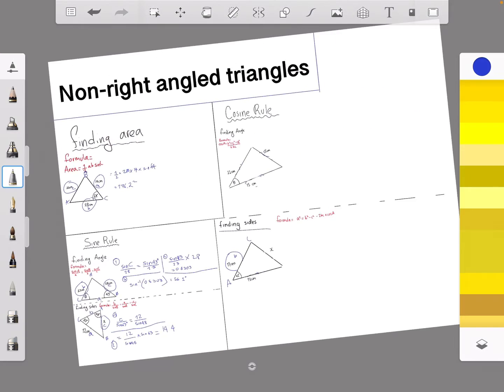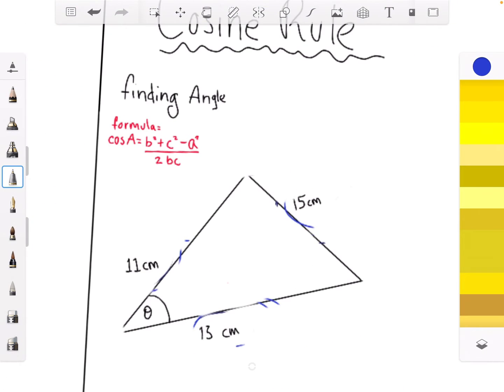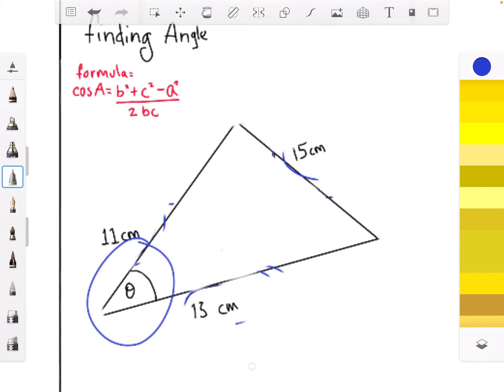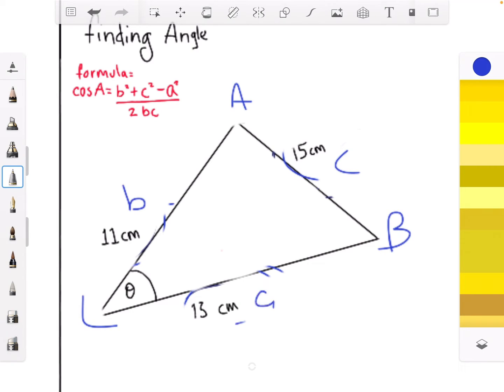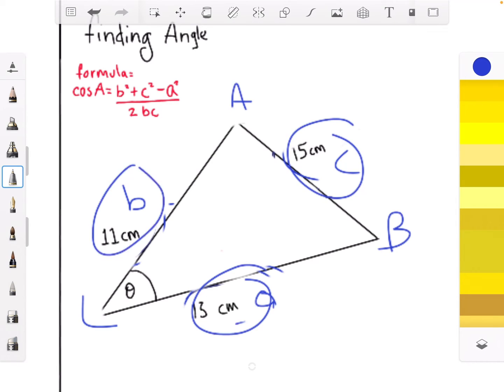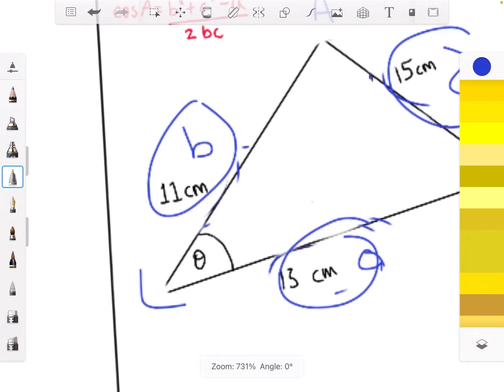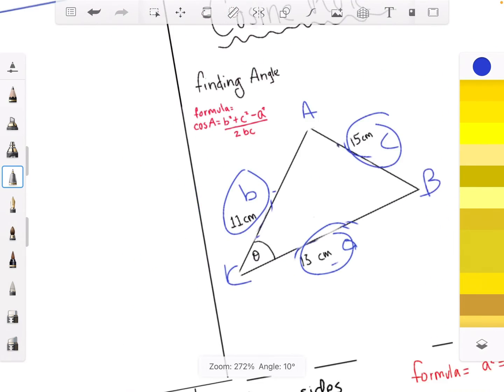Okay. Now for the cosine rule. This is the angle that we're finding. Let's label A, B, C. The cosine formula is so long, it's going to eat you. So we are finding this C. We're finding cos C.